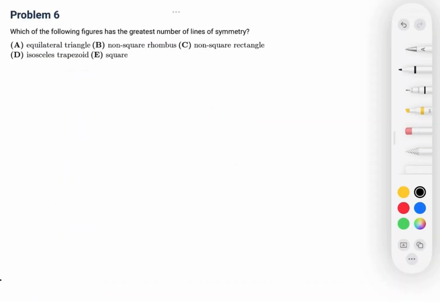Hey everyone, today I'll be reviewing the 2010 AMC problems 6 through 10. Starting with problem 6. Which of the following figures has the greatest number of lines of symmetry? A. Equilateral triangle. B. Non-square rhombus. C. Non-square rectangle. D. Isosceles trapezoid. Or E. Square. We can start off by drawing all the shapes that the problem gives us as options.